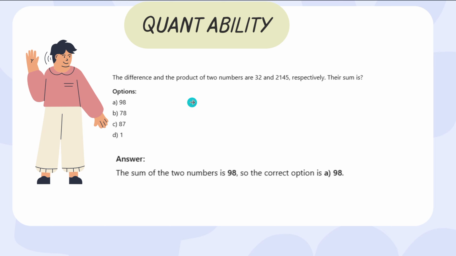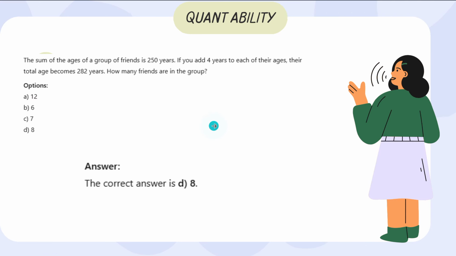You have to find the sum. Difference means x minus y is equal to 32, and xy is equal to this much. So by substituting one variable, you can find the other, and then you can find the sum. Okay, right? Now let us go into the other question.